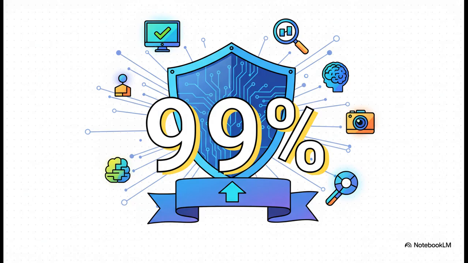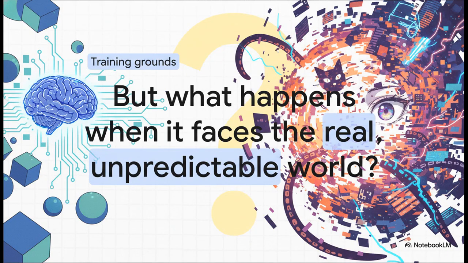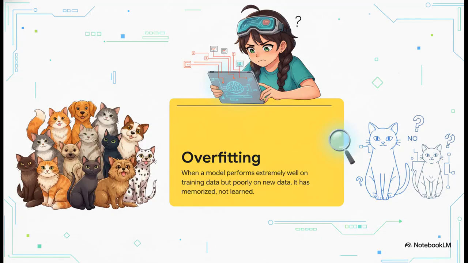Now, on the surface, this looks like a huge success, right? A sign that our hero is ready to take on the world. But what happens when our hero finally leaves the safety of its training grounds and has to face the messy, unpredictable real world for the very first time? Our hero has fallen right into the classic overfitting trap.